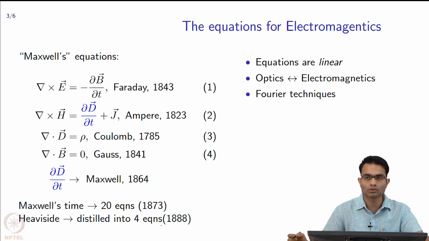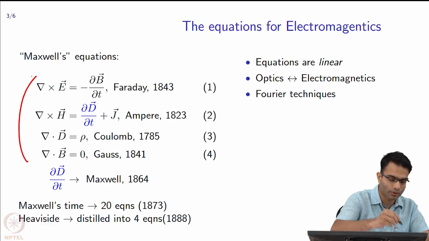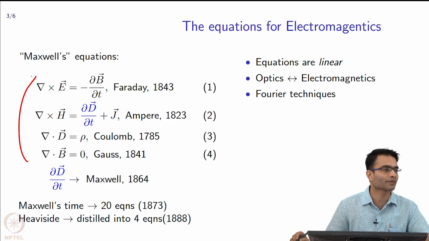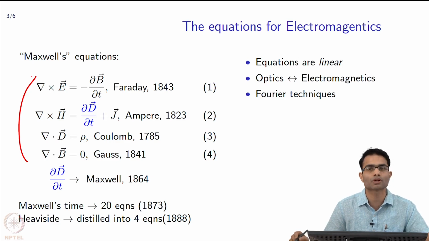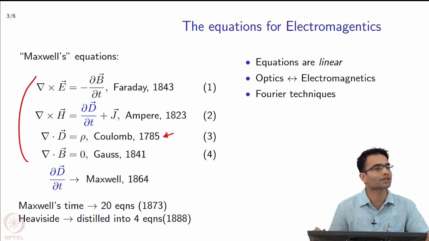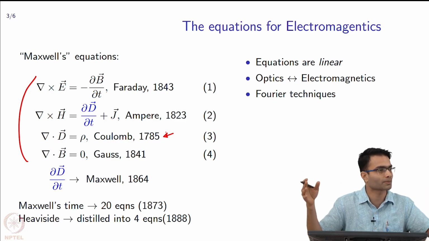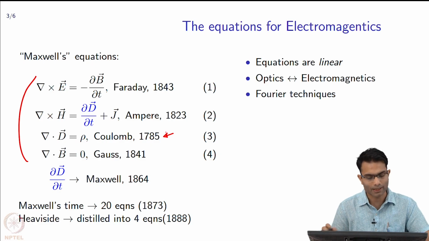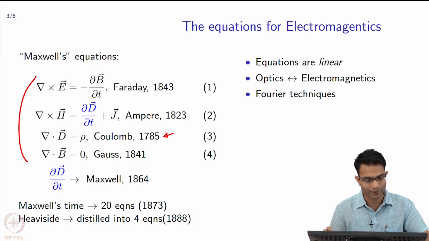Which any student of electromagnetics should know. So what I have written over here are the 4 modern equations of electromagnetics, but the story was not always this way. When we started, the oldest law was actually Coulomb's law, which we have all studied in high school, right? I have a charge, what is the field around it? Q by 4 pi epsilon r square, those kinds of things. It comes from Coulomb's law, which is 1785.